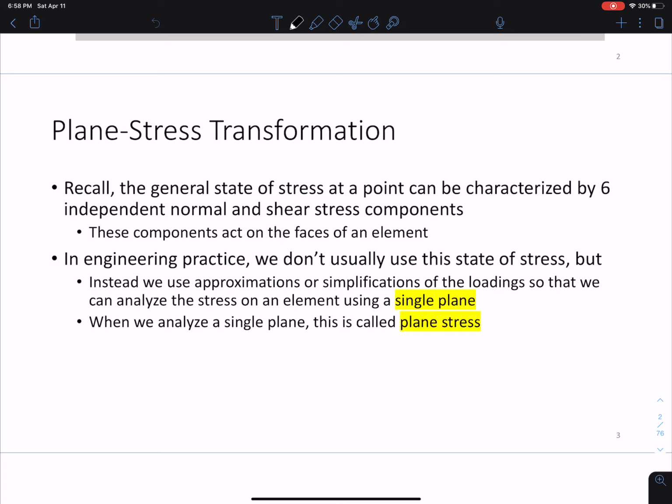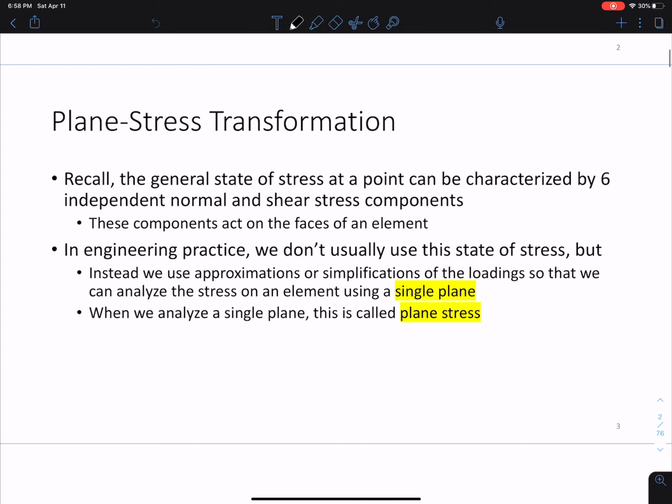So in engineering practice, we don't generally use this state of stress, but instead we figure out ways to approximate and simplify the loading so that we can analyze the stress of an element using just a single plane. So we don't have to use all of those planes and all of that complexity of each element, but we can just look at a single plane. And when we're looking at this one plane, we call this plane stress because it's just acting on that one 2D surface instead of the entire thing.